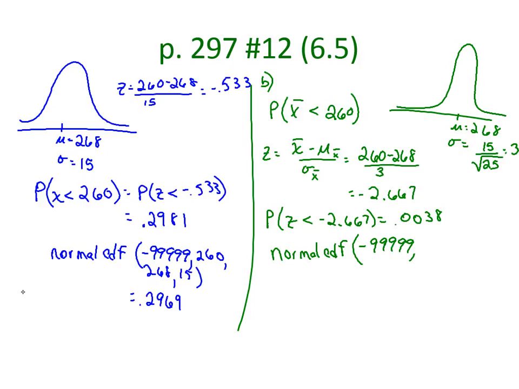What do we put as the rightmost value? That is our 260. What's our mean? 268. What is our standard deviation? 3. You can type into the calculator 15 divided by the square root of 25. In this case, it comes out to be a nice friendly 3, and typing in 3 is no big deal.